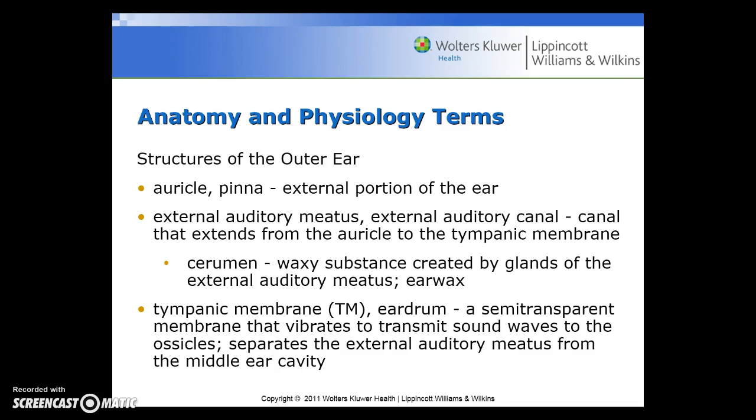Structures of the outer ear: the auricle, or pinna, is the external portion of the ear, as we just saw. The external auditory meatus or the external auditory canal is the canal that extends from the auricle to the tympanic membrane. Cerumen is the waxy substance created by glands of the external auditory meatus, or the earwax. TM stands for the tympanic membrane or the eardrum, the semi-transparent membrane that vibrates to transmit sound waves to the ossicles, and it separates the external auditory meatus from the middle ear cavity.